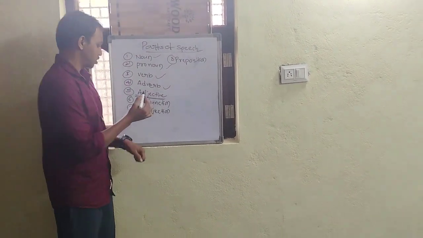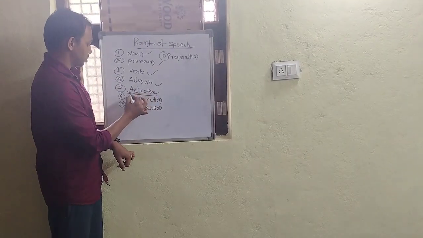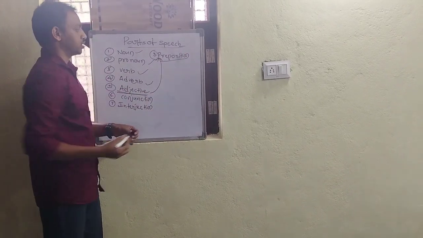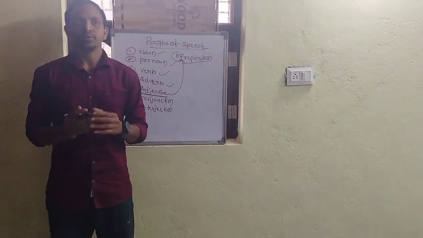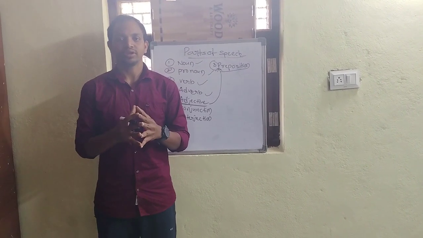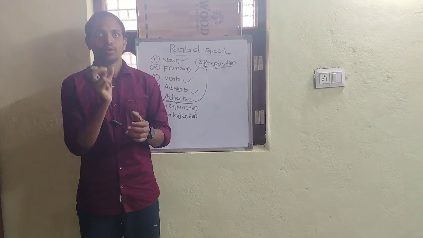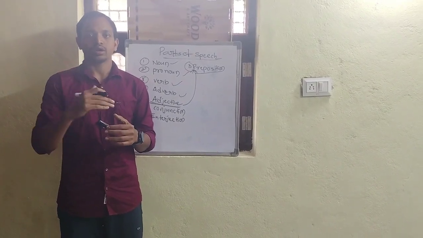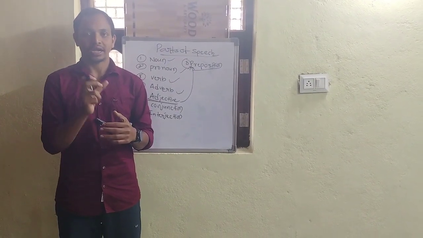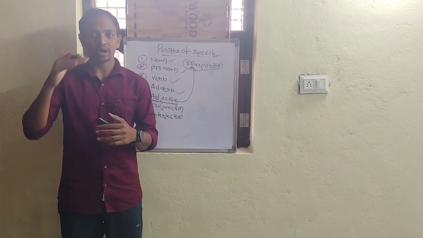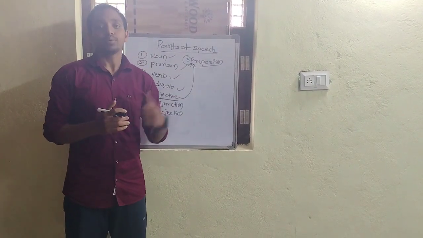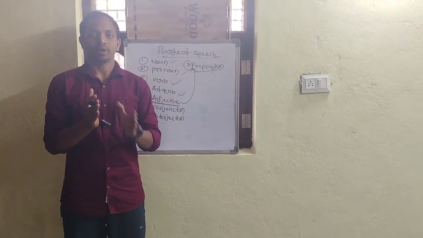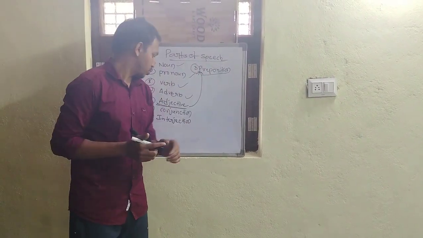The sixth one is the preposition. So now we learn prepositions. Prepositions tell the relationship between a noun or a pronoun and another word. For example: of, over, with, within, at, in, on. These kinds of words are called prepositions. So a preposition tells the relationship between a noun or a pronoun or a thing.